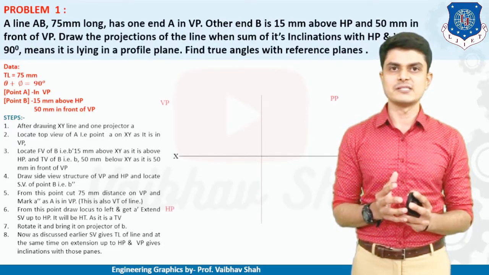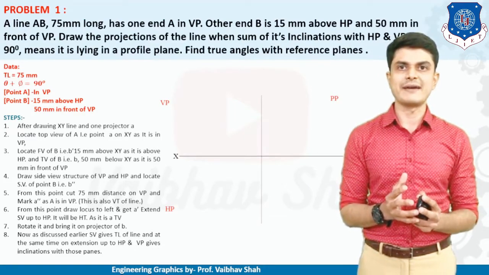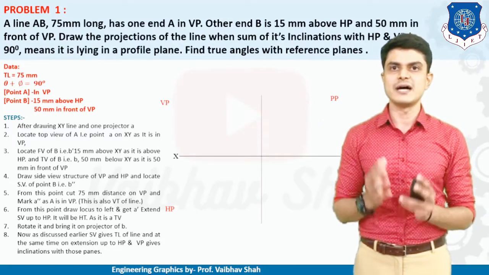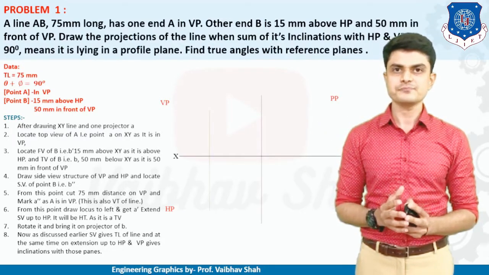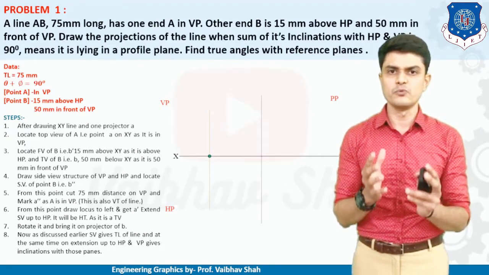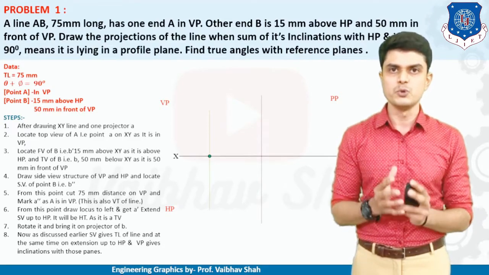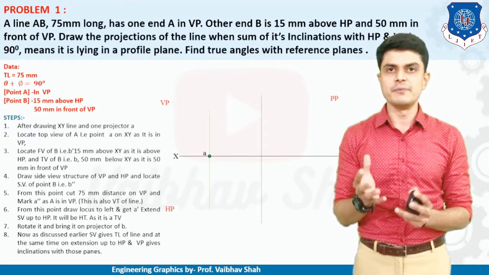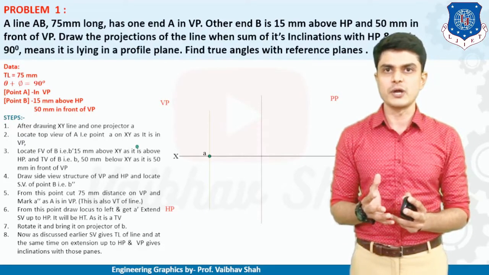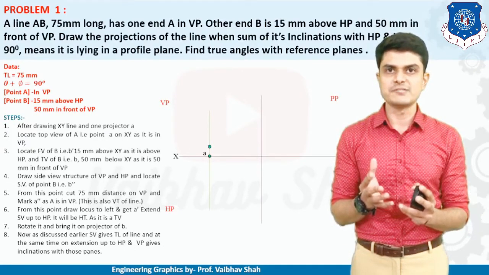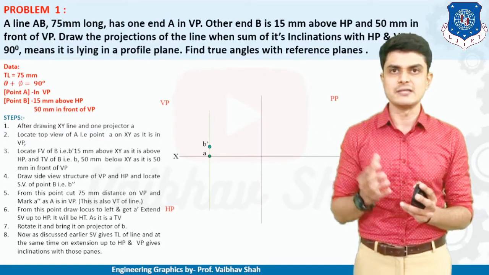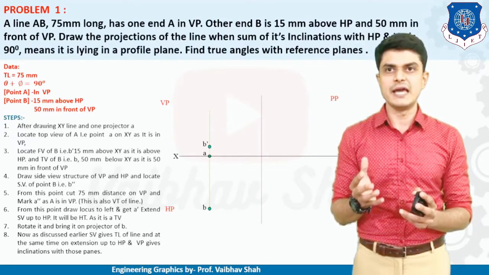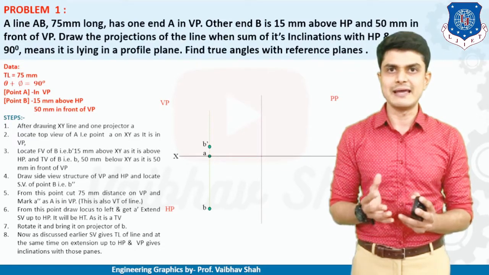So in this example, let us first draw the quadrant system by drawing the XY line and a vertical line. So this will be the profile plane. These two are your HP and VP. Thereafter, let us draw one vertical line onto which we'll have our front view and our top view. So here it is said that point A is in VP, so that means point A would be on the XY line itself. Then let us locate point B, which is 15 mm above HP, that means B dash is 15 mm above the XY line like this, and 50 mm in front of VP, that means you need to draw point B 50 mm just below your XY line like this.